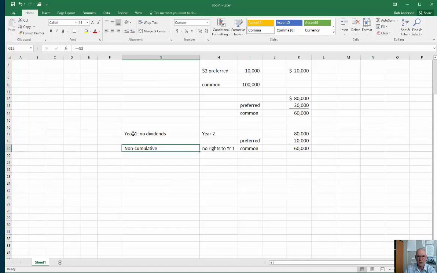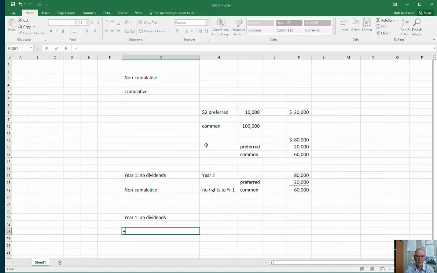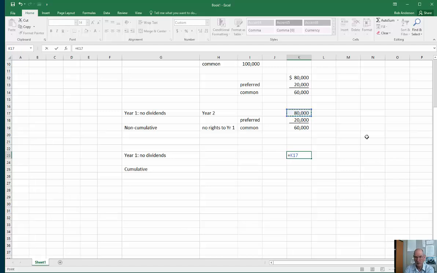And in this third scenario, we still have no dividends declared in year 1. But what we have instead is cumulative preferred shares. So if they are cumulative, then you owe them year 1 dividends before you're allowed to pay any dividends to your common shareholders. So again, let's say that the board declares $80,000 worth of dividends.